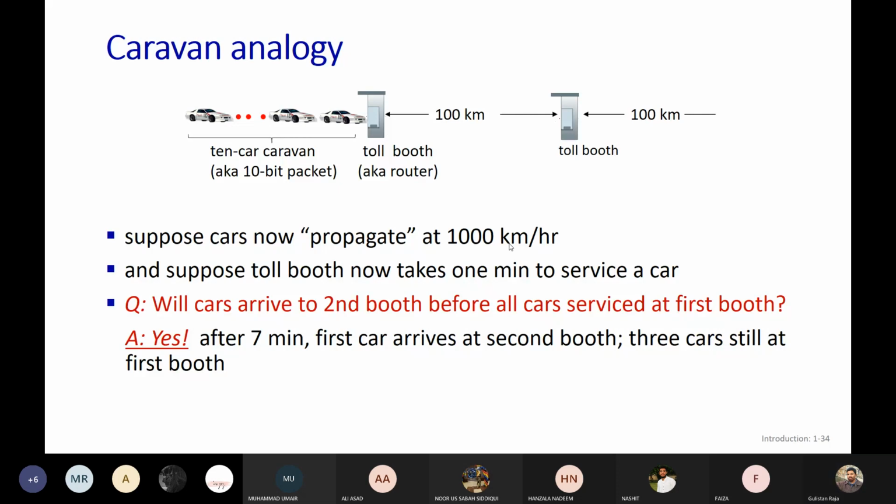Right, see? So think about it, it will happen like this. Now because it is taking more time, the first car, after 1 minute when it goes through the toll booth, will propagate at 1000 kilometers per hour. So it will arrive, you can calculate the time, and then the last 3 cars will still be at the first toll booth, and the 7 cars will arrive at second toll booth.